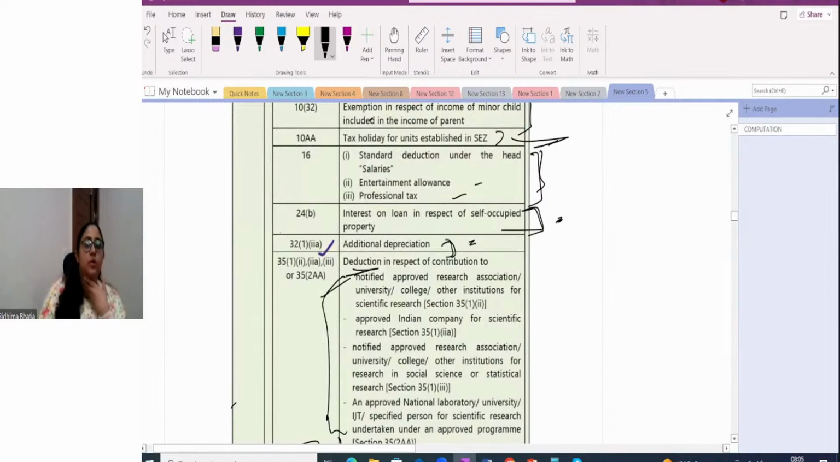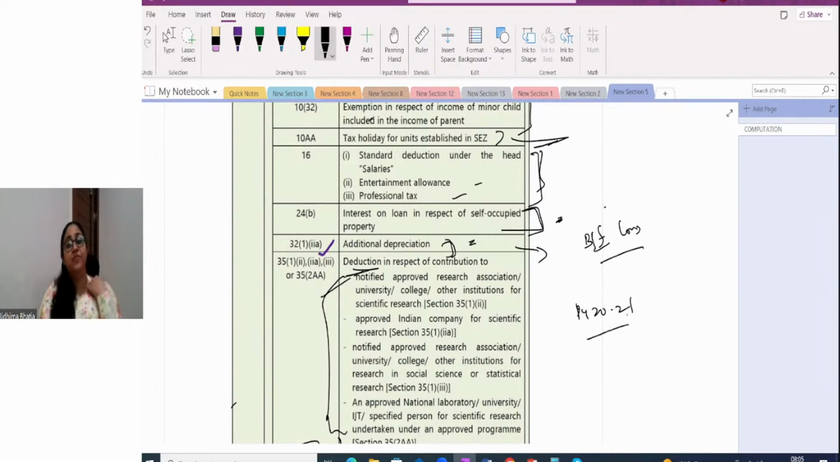Now suppose, especially from a business perspective, I'm a person running a business. I'm into manufacturing. Maybe I would have claimed additional depreciation. Depreciation would also have been claimed, correct? Now, there is already a brought forward loss in previous year 2021. Please listen very carefully to this point. There is already a brought forward loss in previous year 2021.